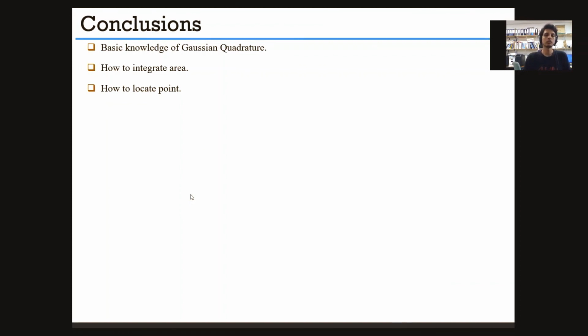So from this video, what we can understand is that Gauss quadrature is basic knowledge: the single and double integration rule, how we can integrate the area, and how we can locate the points.